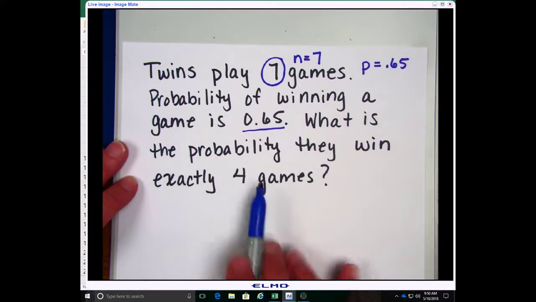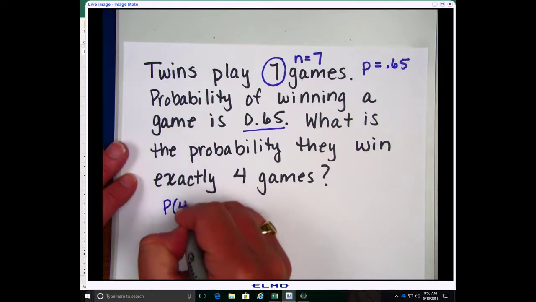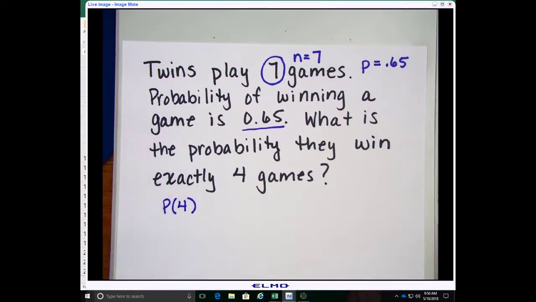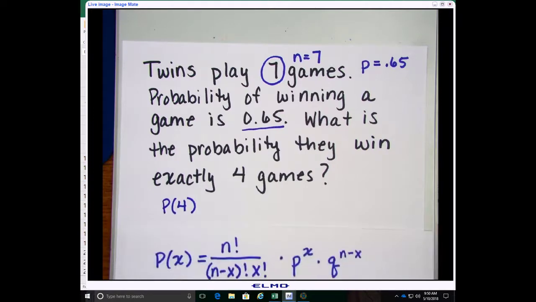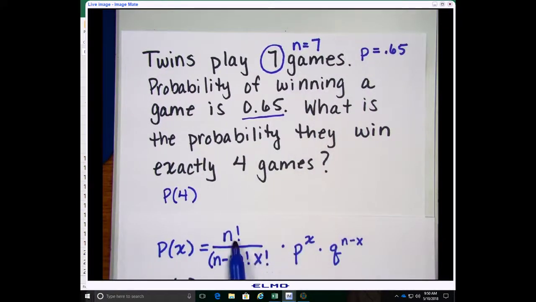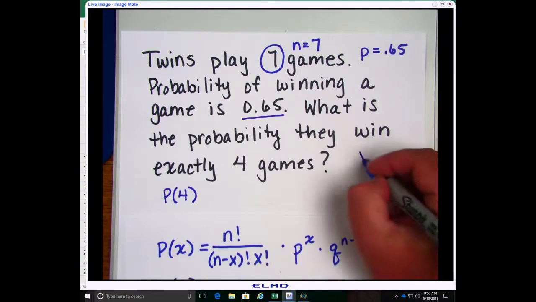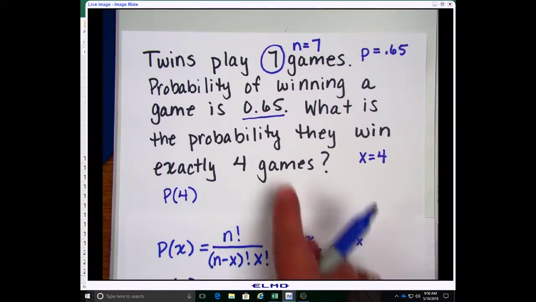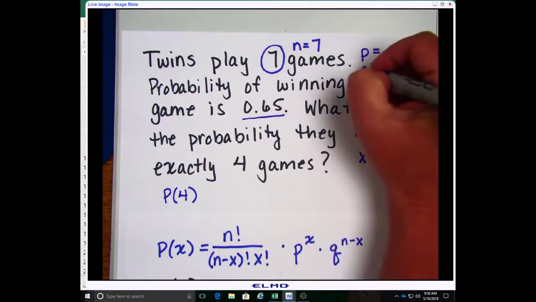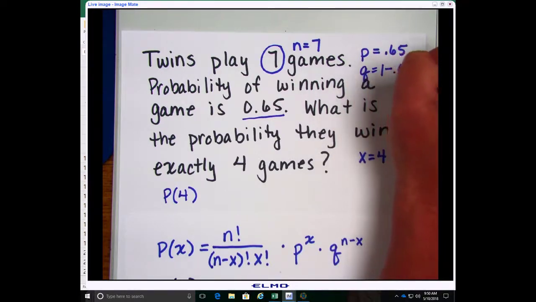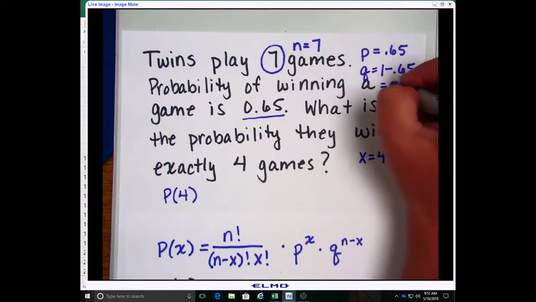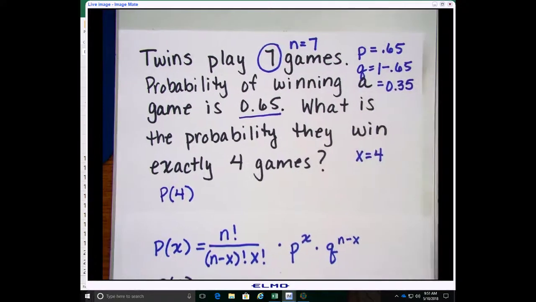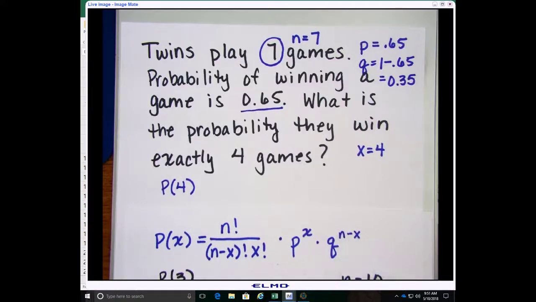Now, in this particular example, I've got several questions here, but the first one is, what is the probability they win exactly 4 games? So that's going to be the probability of 4, P of 4. Now, we could use our formula here, because we know everything that we need to. N would be 7. X would be 4, so this is X equals 4. P would be 0.65 raised to the fourth. Q, all right, if we know P, we know Q. It's 1 minus 0.65. So in this case, it's going to be 0.35, to the n minus x. And we could calculate that number, and it would give us our probability.